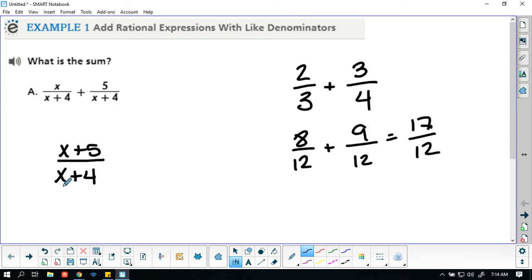Now I'm going to see, can I reduce this anymore? Is there any way that I could get this into a more simplistic format? And I cannot, because x plus 4 is an expression, x plus 5 is its own expression. The x's cannot cancel out because they are part of this expression, and therefore our answer here is x plus 5 over x plus 4.